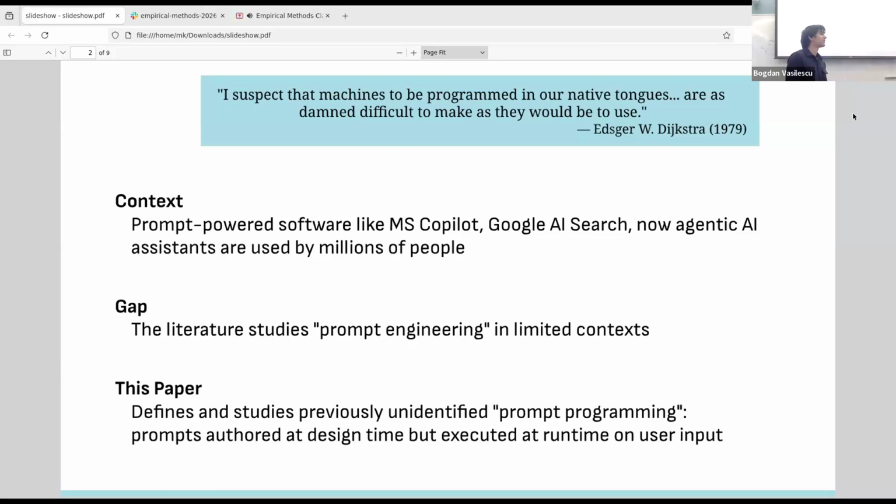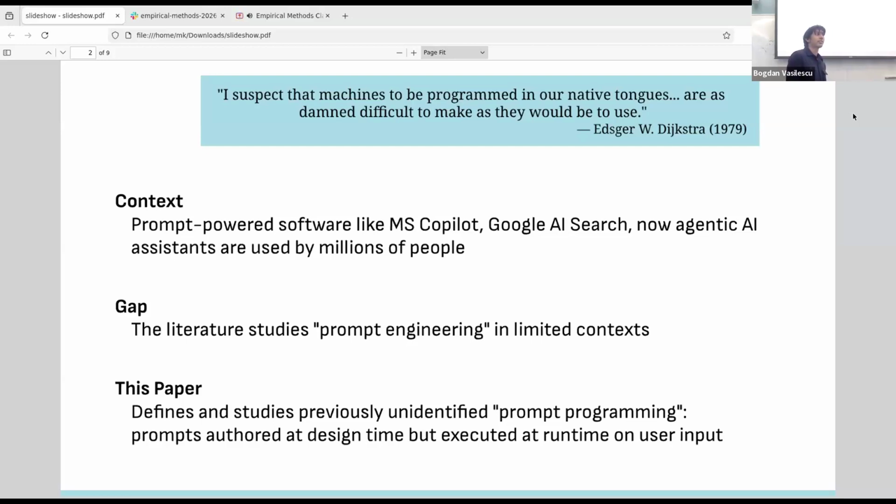This paper only came out less than a year ago, I think, and I feel like it was already a little bit dated in some ways. But anyway, they identified that the current literature studies prompt engineering in some ways, and this is more about how people use prompts or change their prompts to make the model do what they want.